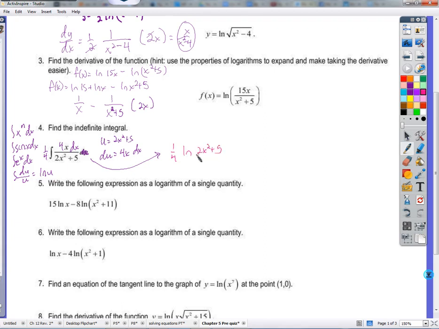Absolute value, of course, plus c. If we were to take the derivative of this, we would wind up getting x over 2x squared plus 5.